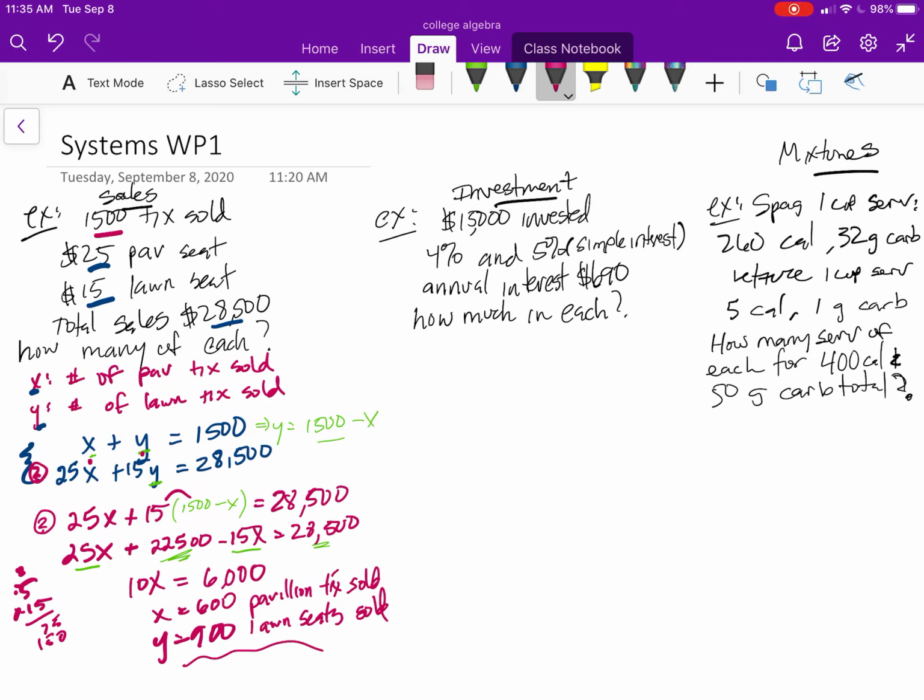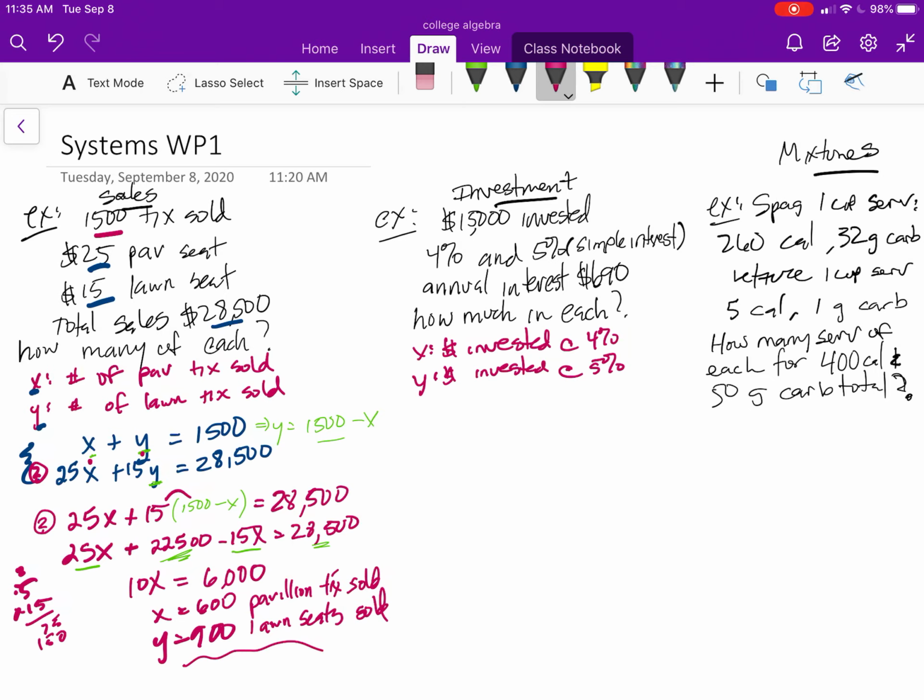Okay, so how much is invested in each? Well, we could just, again, let x be the money invested at the 4% rate, and y will be how much they put in at the 5%.